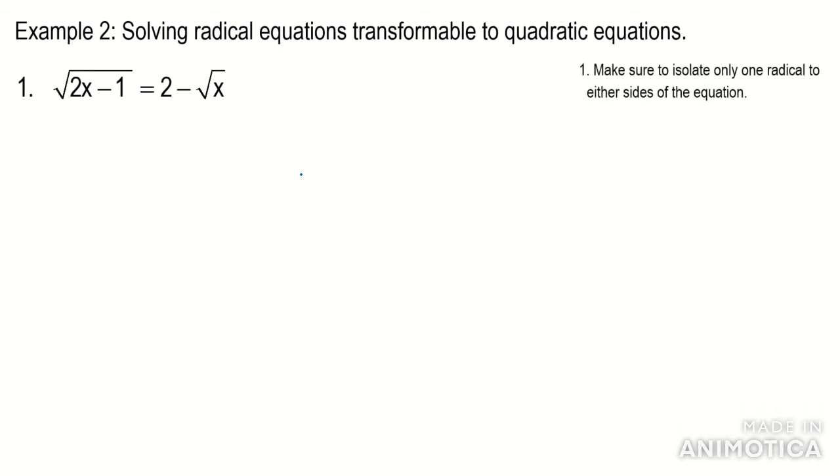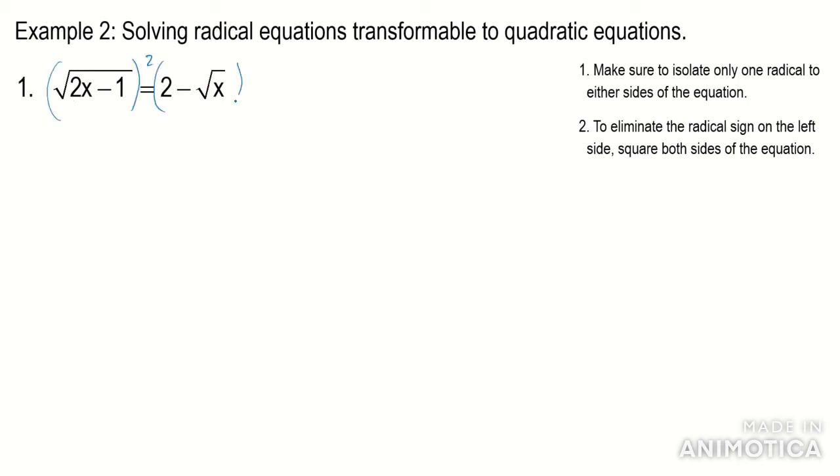First, we are going to make sure to isolate only one radical to either side of the equation. And notice here that we have square root of 2x minus 1 already isolated on the left side. When we say isolated, siya lamang ang mag-isang makikita sa left side at wala na siyang ibang kasama pang number or variable. So, next step is to eliminate the radical sign on the left side: square both sides of the equation. Bakit kailangan nating square ang both sides? Kasi ang aim natin is matanggal ang radical sign ng radical na 2x minus 1.